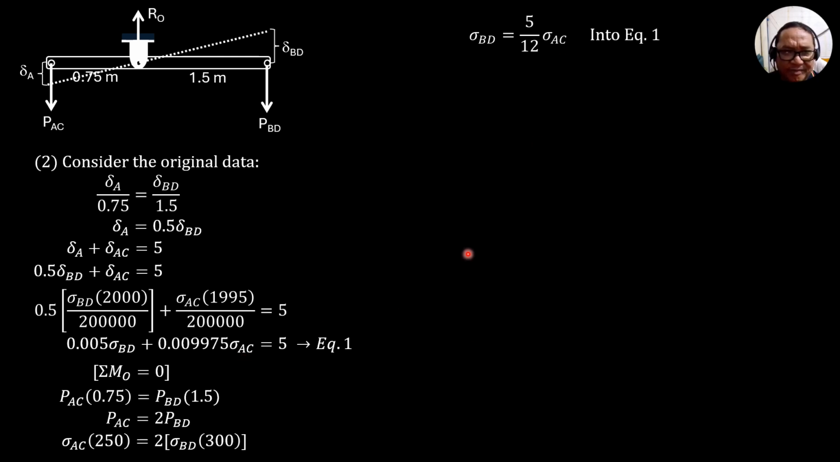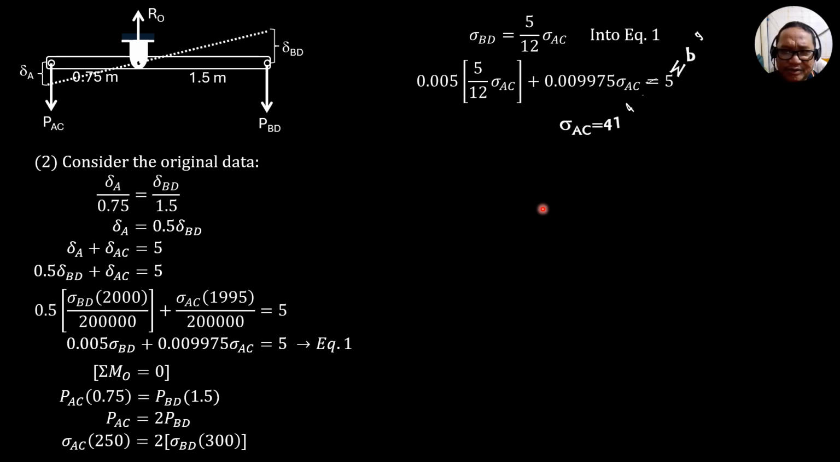So 0.005 times stress in BD, which is 5 over 12 stress in AC, plus 0.009975 stress in AC equals 5. So from here, we can now solve for stress in AC in megapascals, and it is equal to 414.7 megapascals.